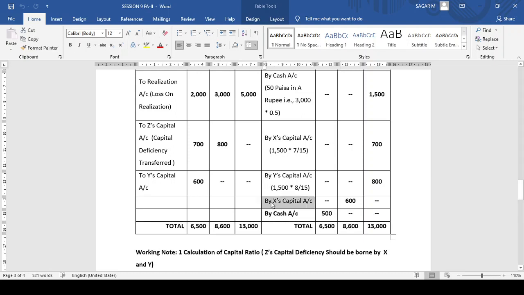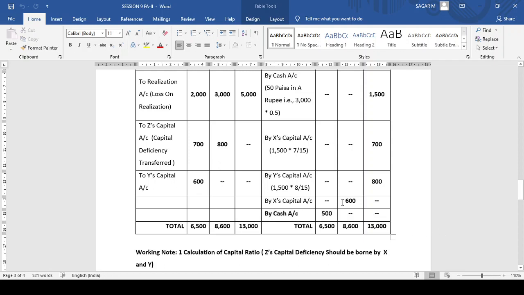Now this entry is on the credit side of Y's capital. The same entry should be brought on the debit side of X capital account. So the same 600 is being transferred. Now if you take the total, in this situation X capital account on the debit side is showing more. So now take it on the debit side total 6,500, keep the same total on the credit side 6,500, and the difference we need to write as by cash.